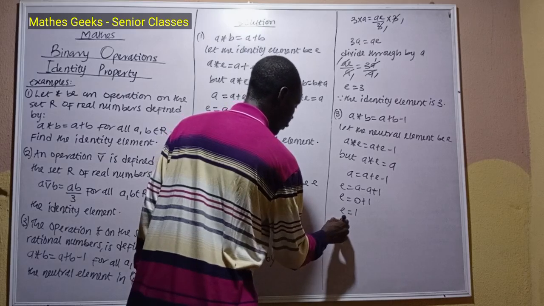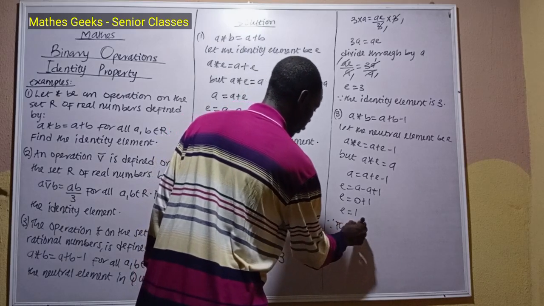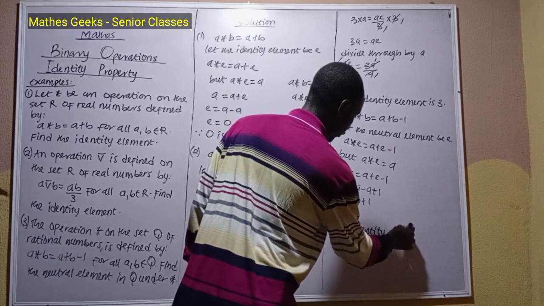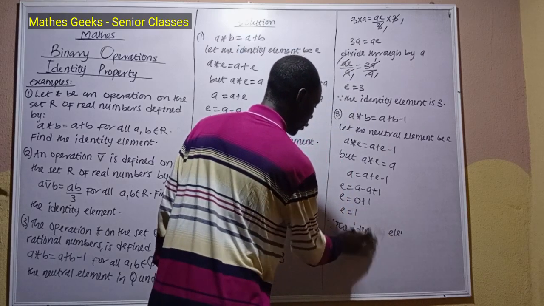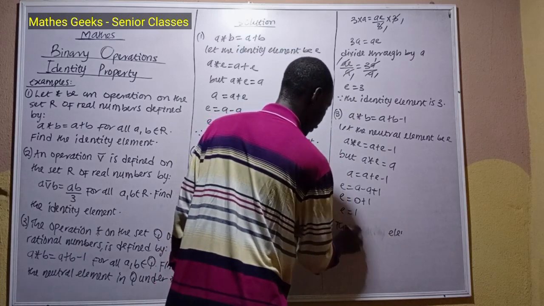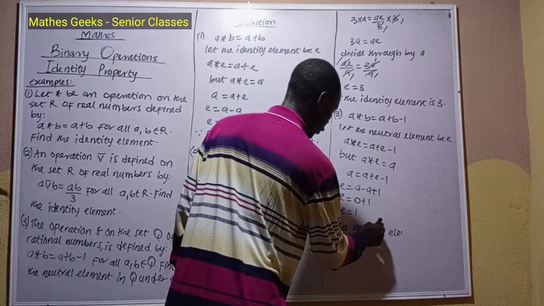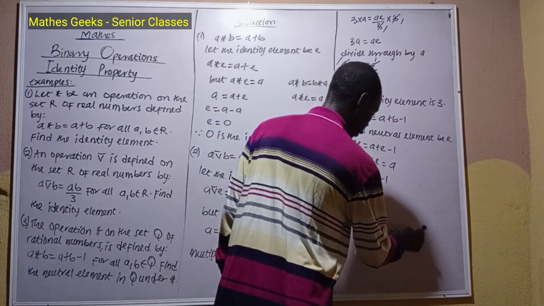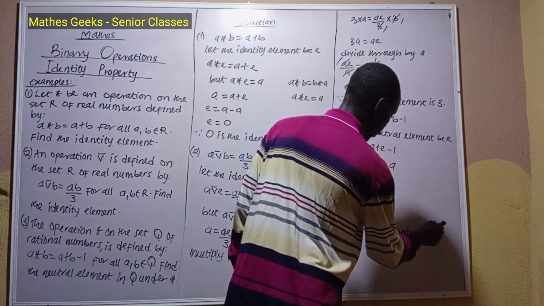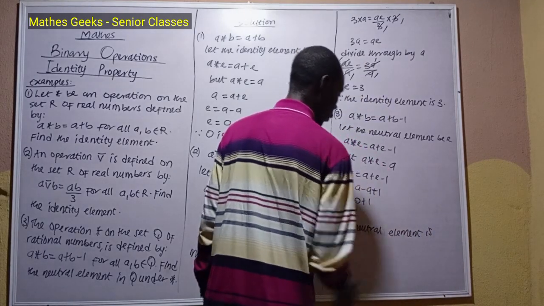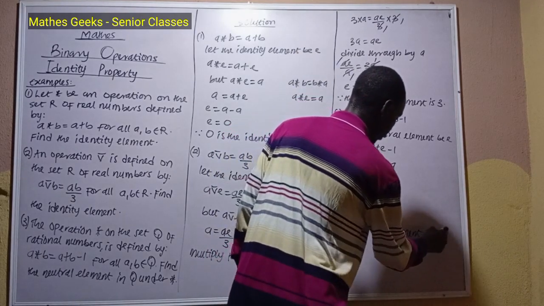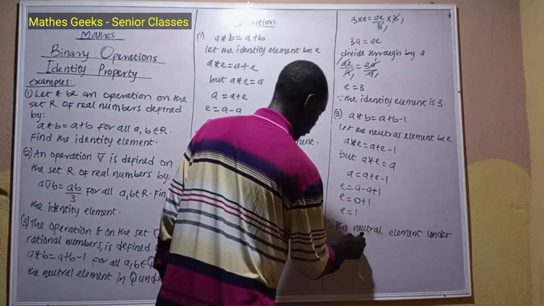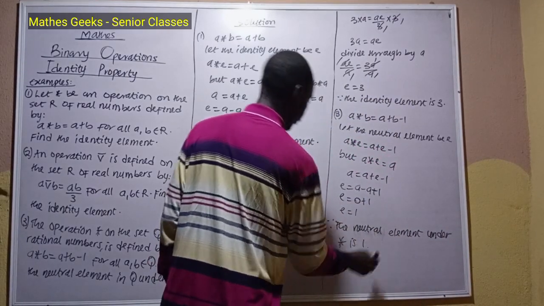So therefore the identity, therefore the neutral element, still the same thing. Whether neutral or identity is still the same thing. Therefore the neutral element under star is 1.